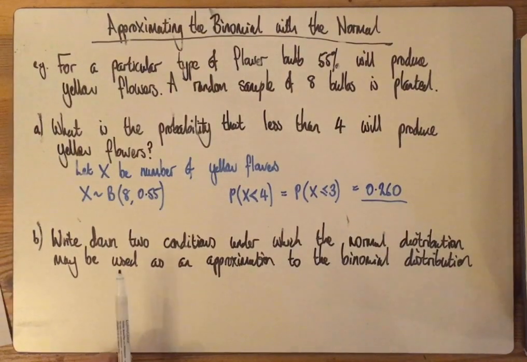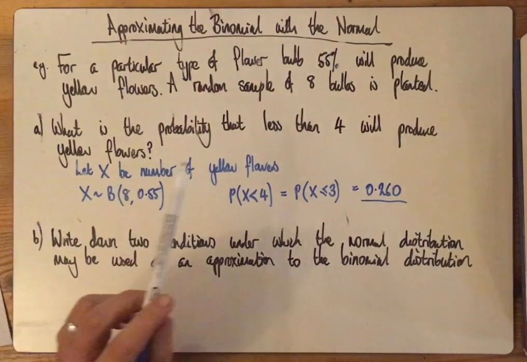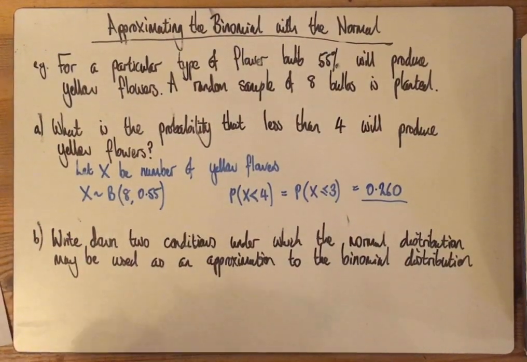So next bit, we want to write down 2 conditions. Oh yeah, the other thing, you wouldn't really approximate this one with the normal because n is too small. That's what I was thinking.